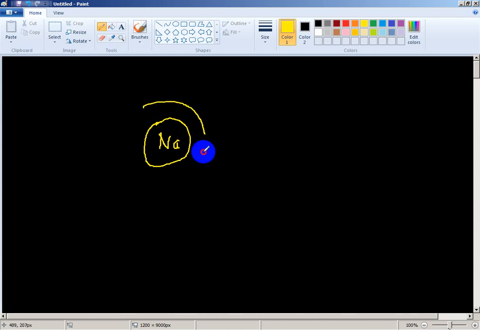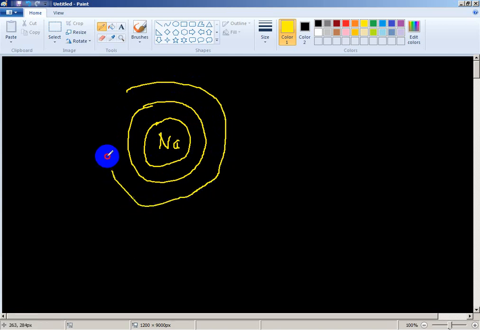Okay, 2,8,1. So the inner shell has 2 electrons, then here 8 electrons, and the outermost shell of sodium has 1 electron.